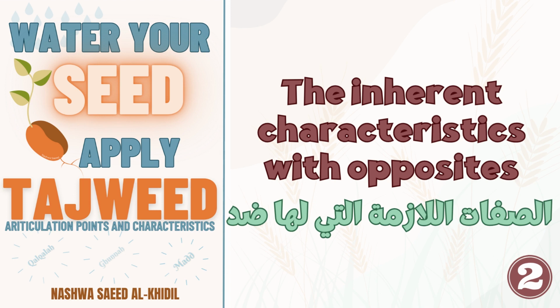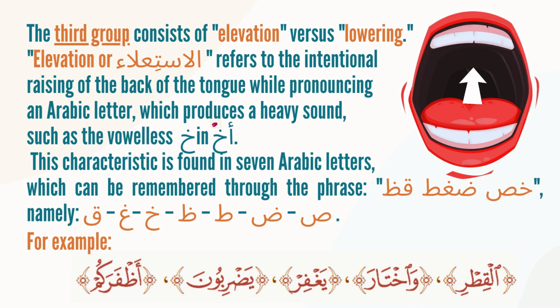This is Nashwa Saeed, and this is part 2 in the inherent characteristics with opposites in our course of the articulation points and characteristics of Arabic letters. The next group, or the third group in these characteristics, consists of elevation versus lowering.